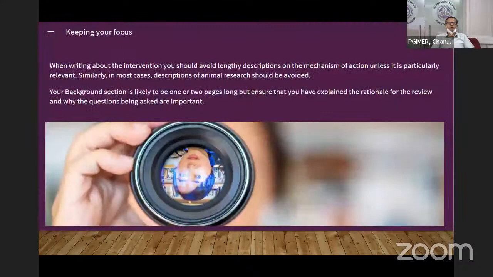And then when you are writing about the intervention, it should not be a very lengthy description of the mechanism of action, and it should be relevant to your topic. And if it is clinical, you can have some animal model, but avoid using animal research.